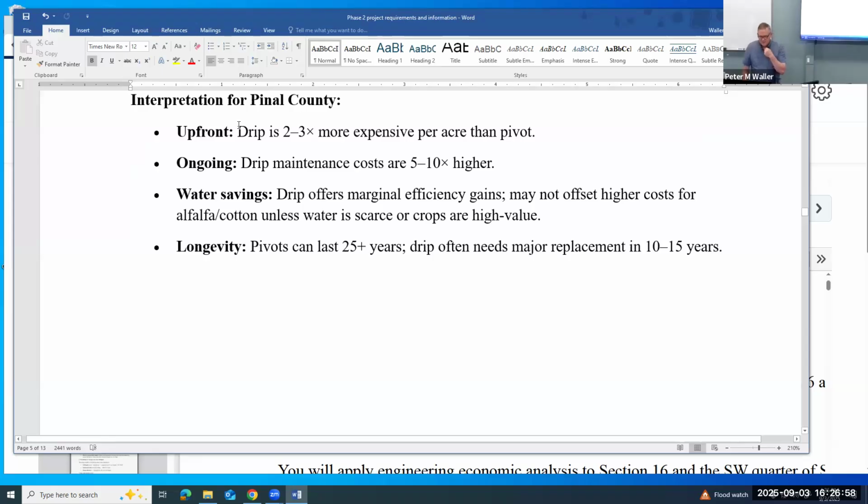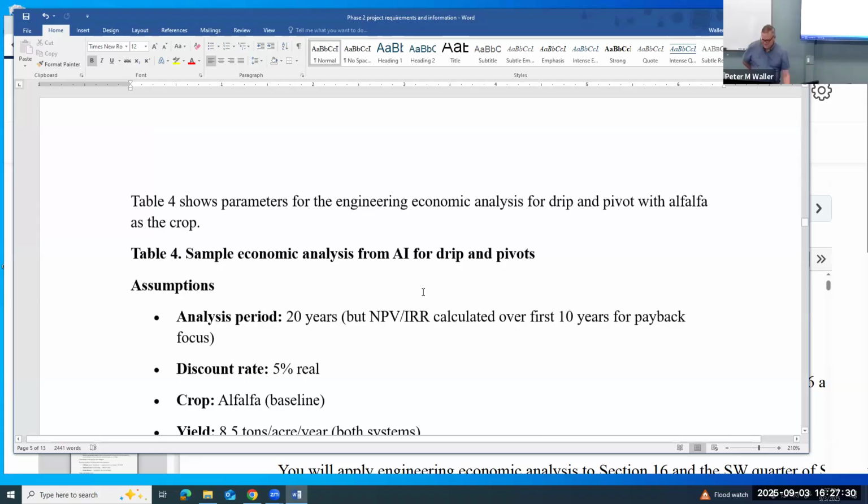And actually, drip is popular on tree crops and vineyards. It's not very popular, this subsurface drip that they talk about for field agriculture. Everybody talks about it, but there's hardly any in the ground. All the drip that's been put in has been on almonds and vineyards, where it really works well, other tree crops. Okay.